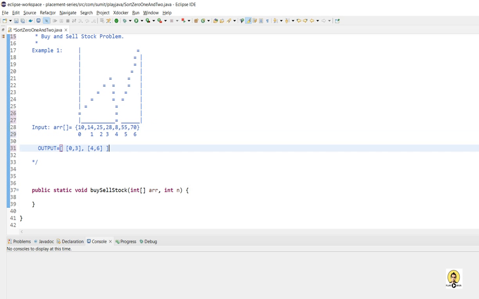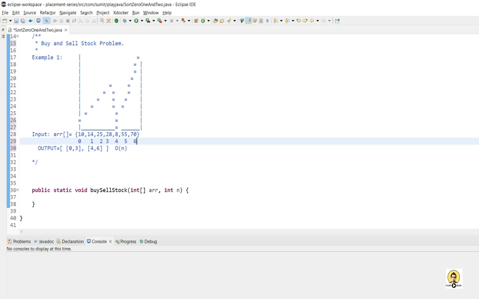The time complexity will be O(n), which is what will be required in the interview. You don't need to do any brute force or increase the complexity. You just need to follow O(n). That's it. So let's solve the problem.